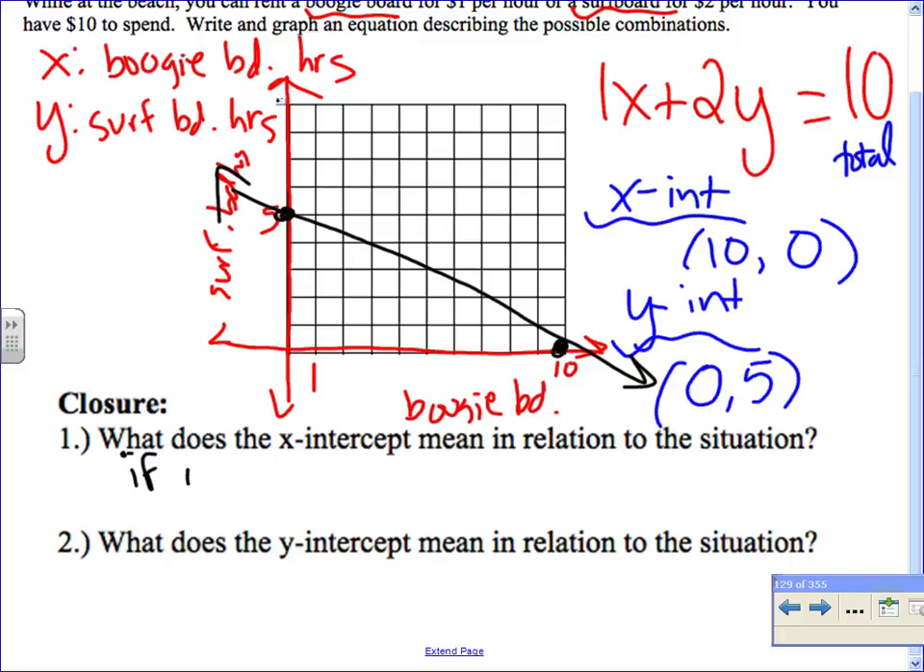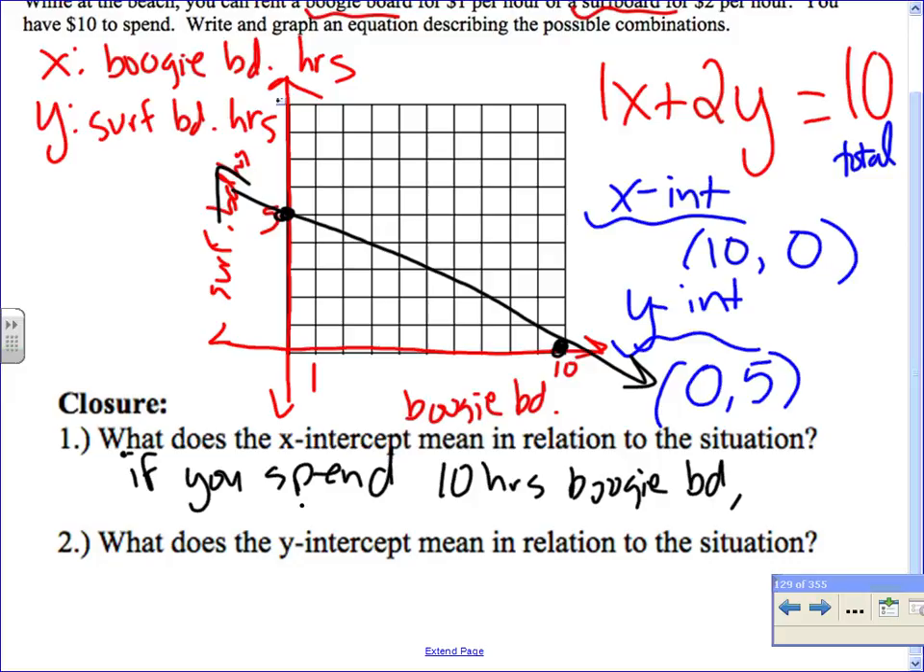So if you spend 10 hours boogie boarding, keep going. If you spend 10 hours boogie boarding, x-intercept. If you spend 10 hours boogie boarding, you spend 0 hours surfboarding. You're just explaining the x-intercept. So, Annalise, you only have $10. One situation is if you spend 10 hours boogie boarding, then you can't surf. So all we're explaining is the x-intercept.